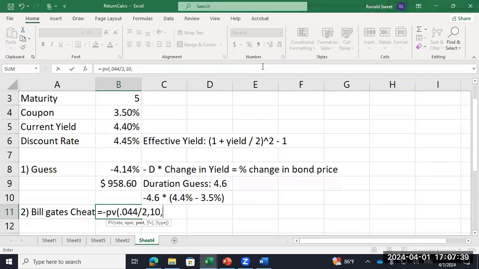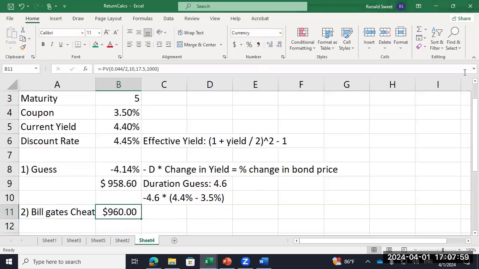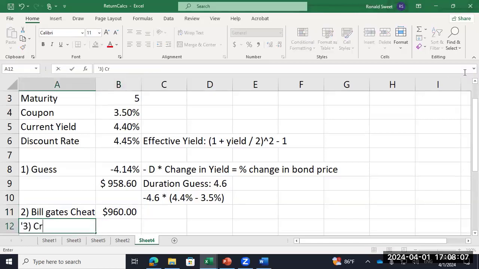What's my payment? The coupon's 3.5%. So it's going to pay $35 a year, but how much every 6 months? $17.50. And what's my future value? What's the maturity value? Because in dollars, what does Bill Gates say this value is? $960. How good was my guess? Pretty decent guess, right? The third approach is crazy sweet.